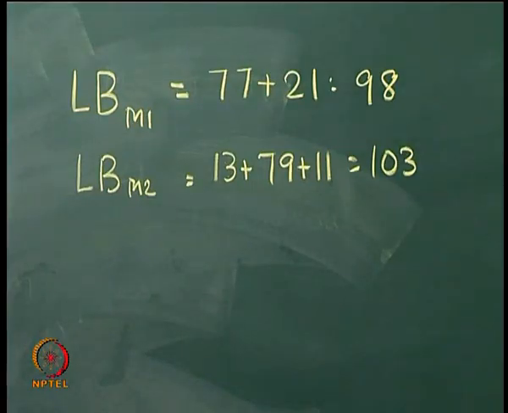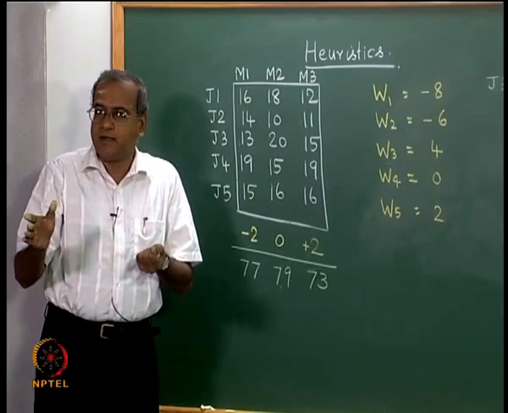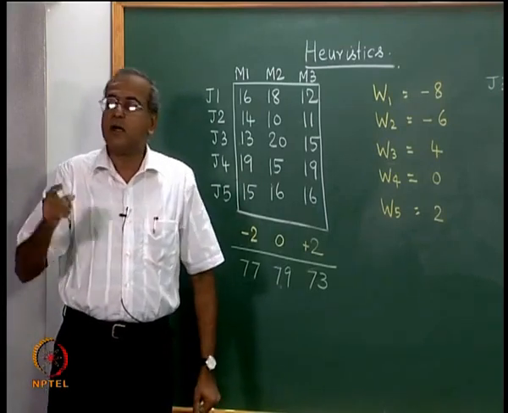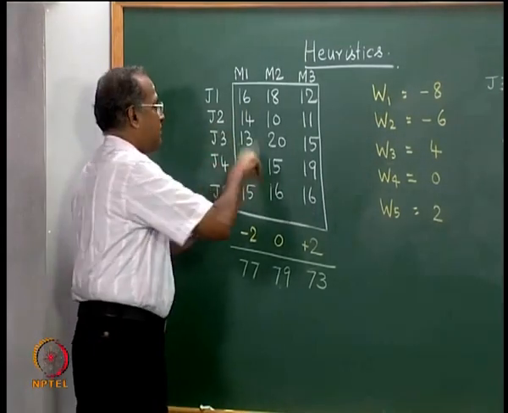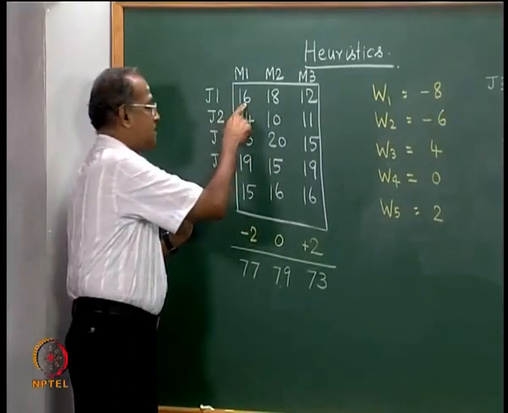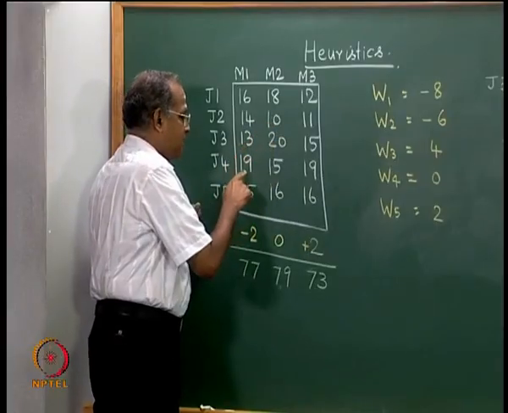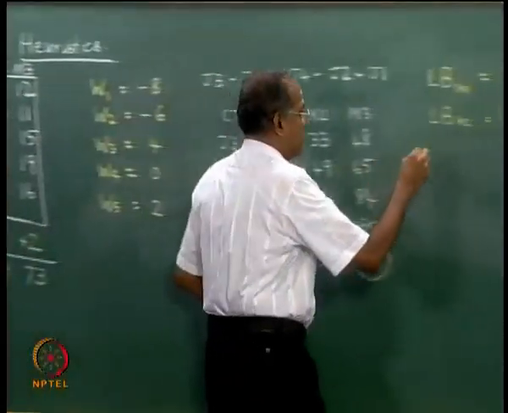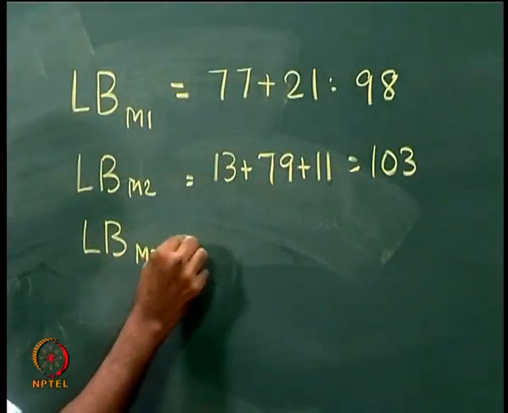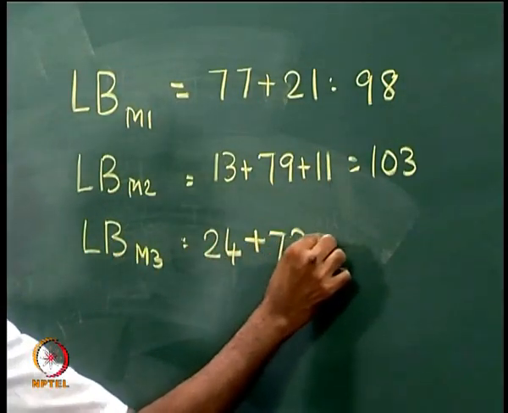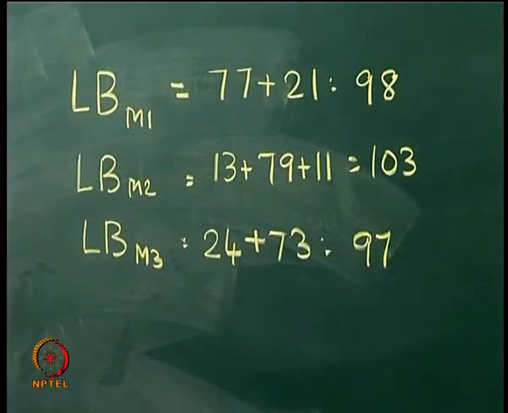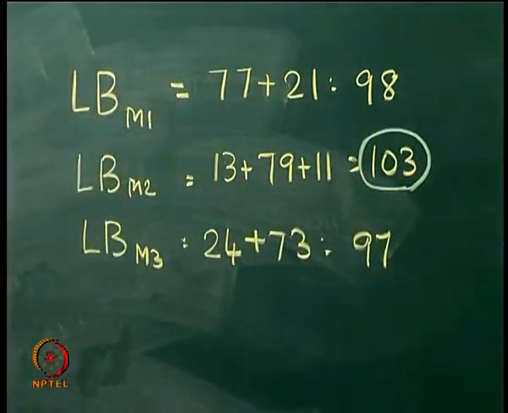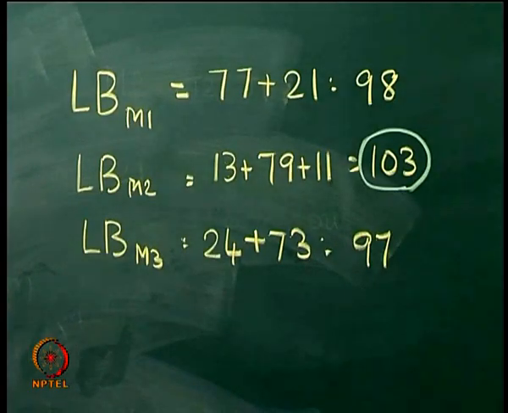Now, lower bound based on M3: no job can start on M3 directly. So, the first job on M3 should have visited M1 and M2. So, the earliest M3 can begin is these two summed to be minimum. So, this is 34, 24, 33, 34, 31, 24; 24 is the minimum, plus it requires 73. So, lower bound on M3 is equal to 24 plus 73, which is 97. Now, out of the 3 lower bounds, the maximum one is the best bound. So, 103 is a very good lower bound that we have got from using the 3 machines.